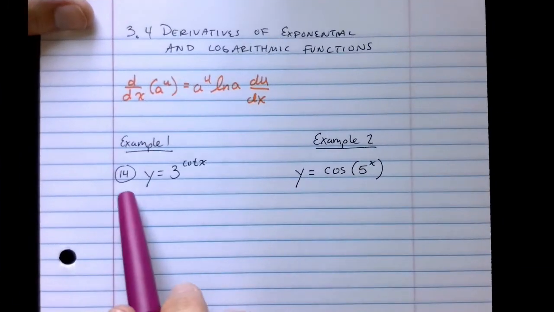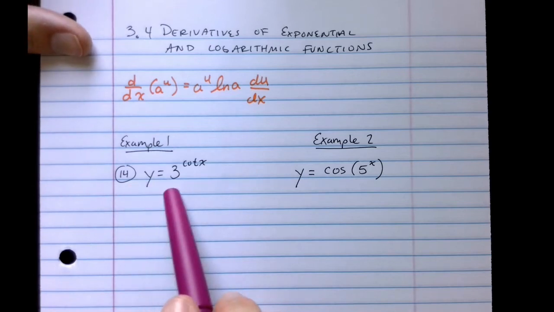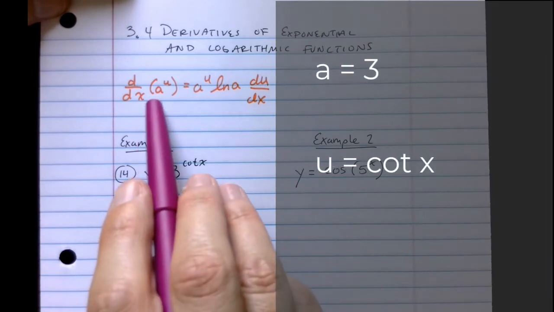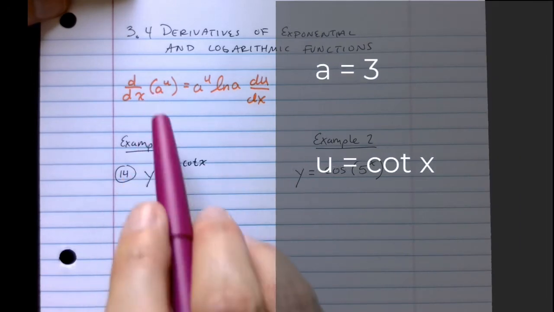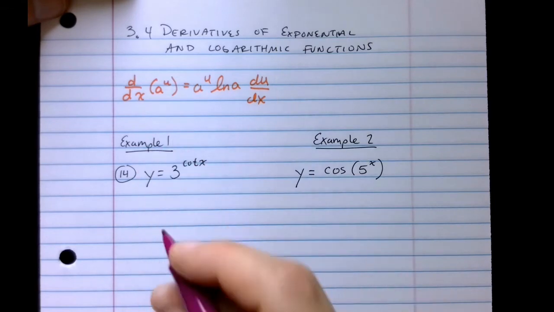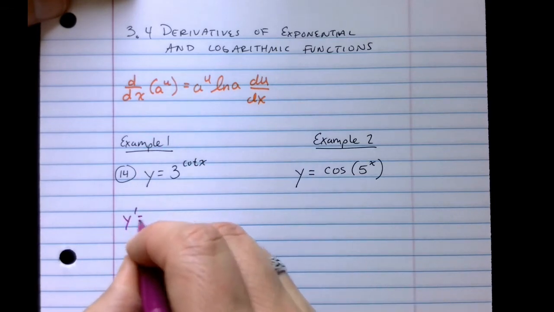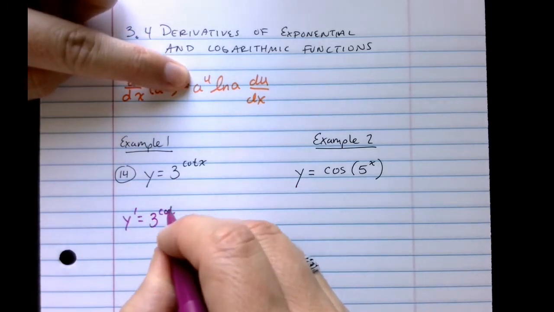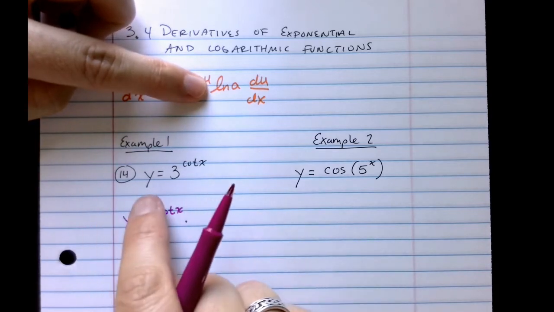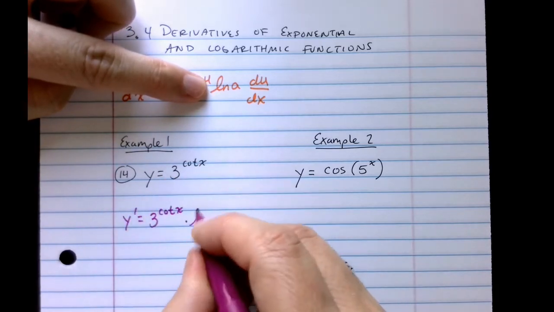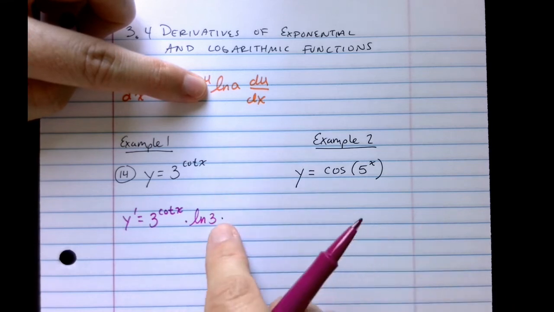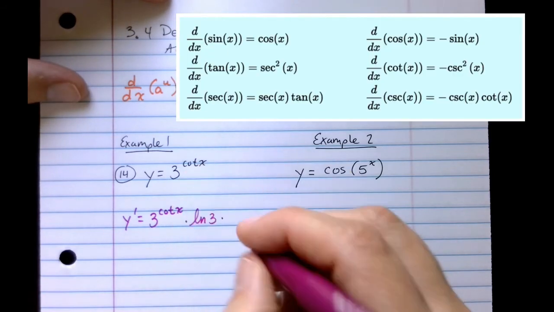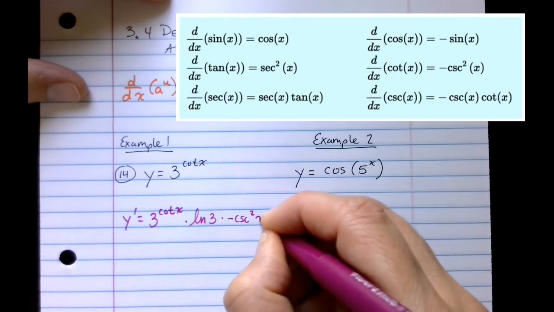Look at example 1. This is question 14 from the textbook. y equals 3 to the power of cotangent of x. In this particular case, 3 would be my base, which is a, and cotangent of x is my u, or in other words, my power. According to my rule, my derivative would be the exponential function itself, times the natural log of its base, which is 3, so natural log of 3, times now du dx. Well, that's the derivative of cotangent. The derivative of cotangent is negative cosecant squared.